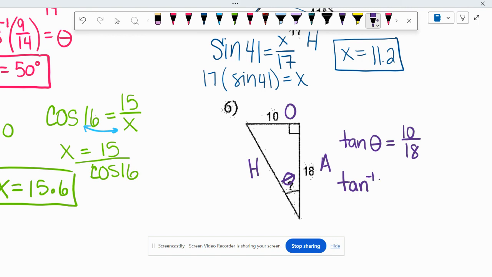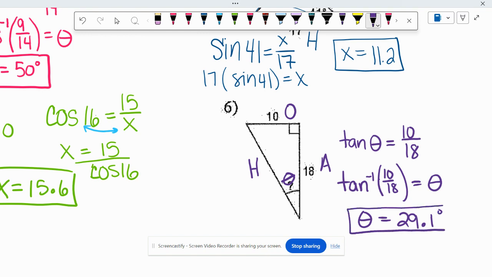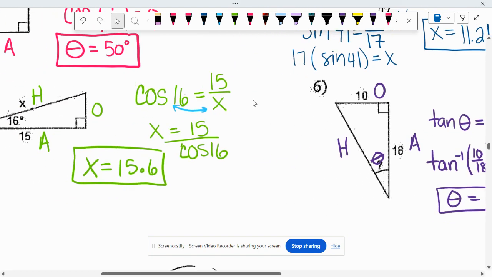Inverse tangent or arctan of 10 divided by 18 equals theta. What'd you get, Edgar? 29.1. Degrees. 29.1 degrees. Don't forget about that, okay? Yeah. All right. So are we ready? Number 7.